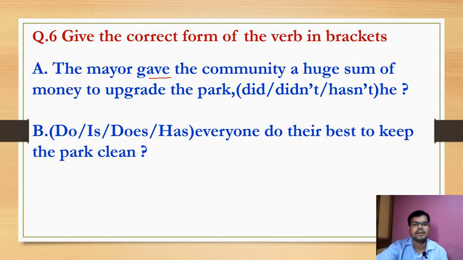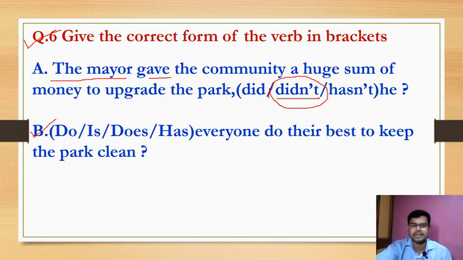So, mayor is only one, not a plural form. So we can easily see the options are did, didn't, and hasn't. But here the correct answer is didn't. Okay, the correct answer is didn't. So like that you have to select the correct answers from the given options, for question number 6. Are you getting it, students? It's very simple. I know that you are getting it.